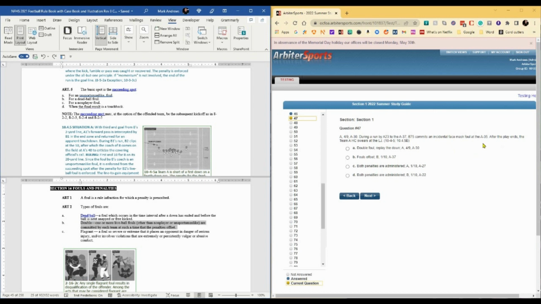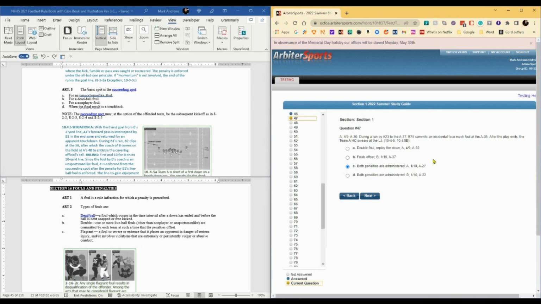That's going to move the ball to the A42, which would give them a first down. Even if it didn't give them a first down, it'd still be 4th down. We'd replay the down. Now, we have to enforce the unsportsmanlike conduct foul on A. So now we're going to go from the 42 back 15 yards to the A27. So the correct answer is C. Both penalties are administered. A, 1st and 10 at the A27.